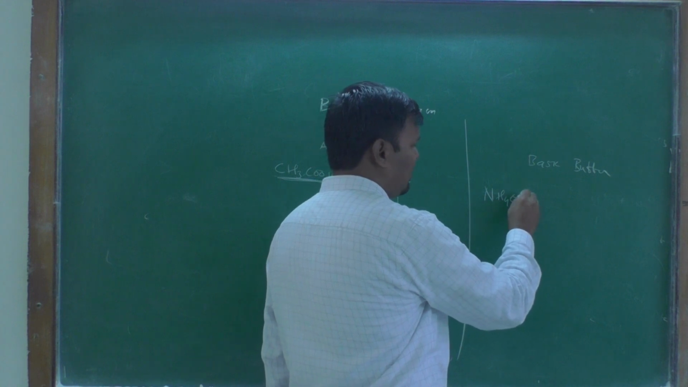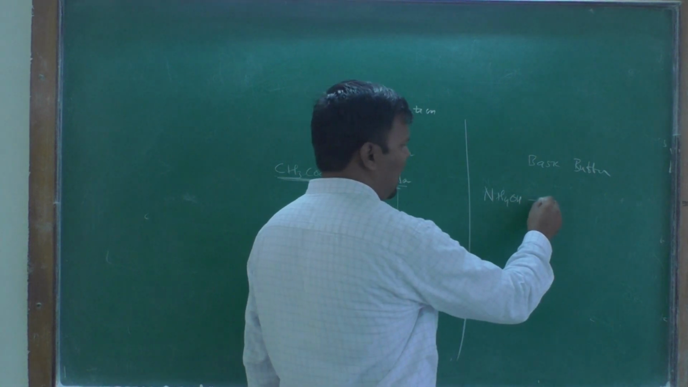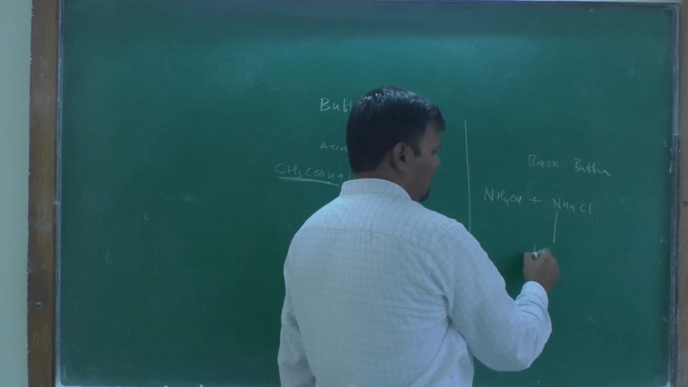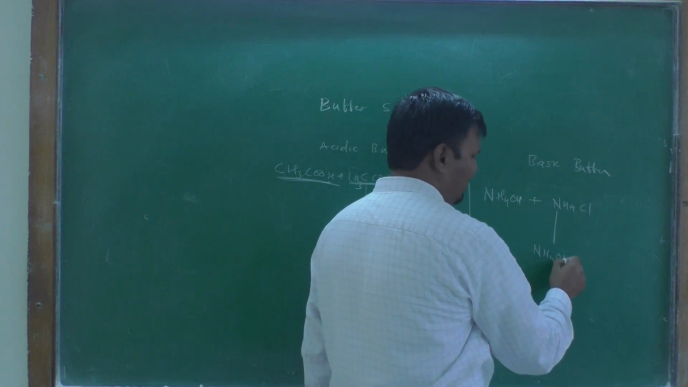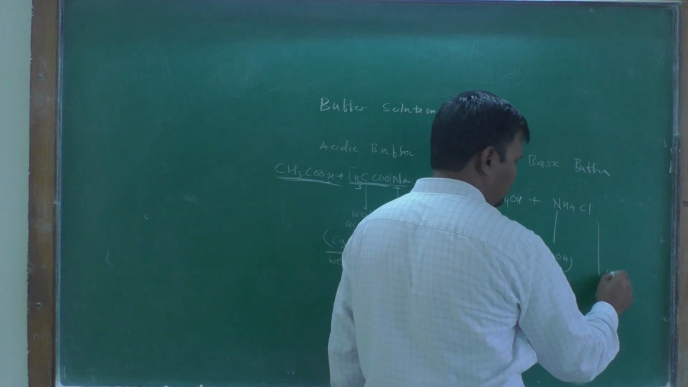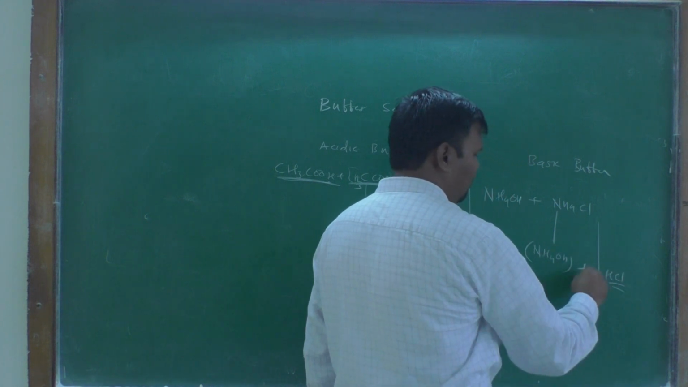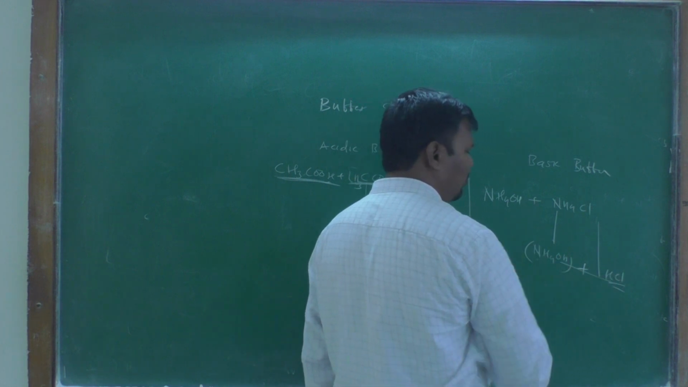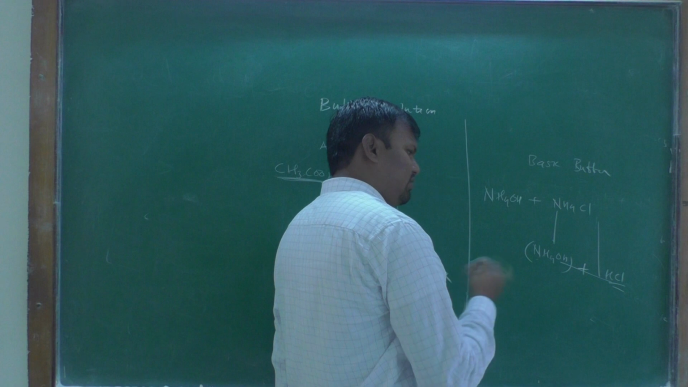NH4OH is a weak base, and you add to this NH4Cl. Okay, NH4OH is a weak base, and HCl is a strong acid. Therefore, when you mix them together, you obtain NH4Cl and H2O. Okay, a neutralization reaction takes place there.